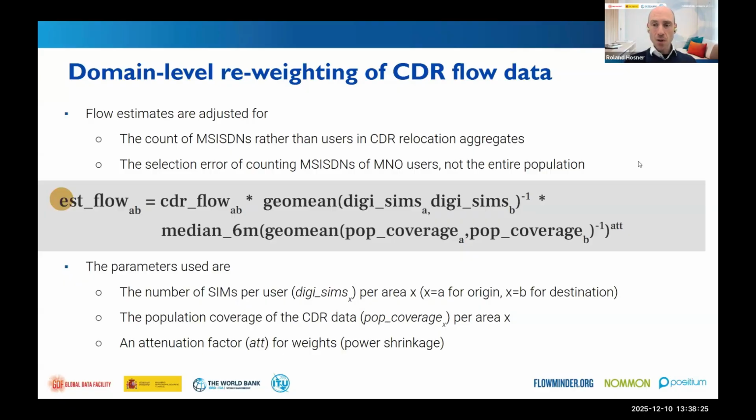The second and more influential factor here is the population coverage. And the population coverage needs to be considered by area of interest. And because we're looking at flows here, flows from origin to destination, or A to B as in the formula, we need to consider the population coverage both at the origin area and at the destination area. We're using a quite involved formula, taking the geometric mean of those two population coverage shares, then the 6-month median to account for large fluctuations.